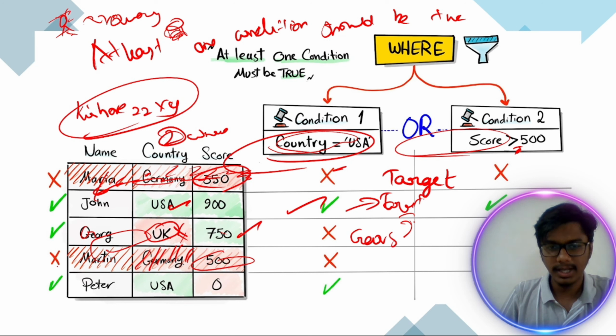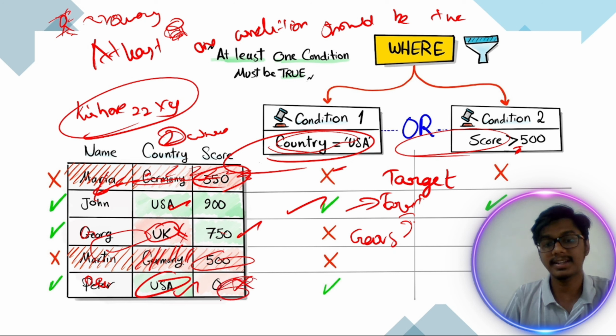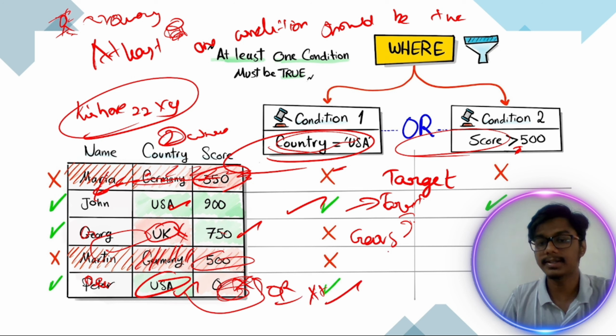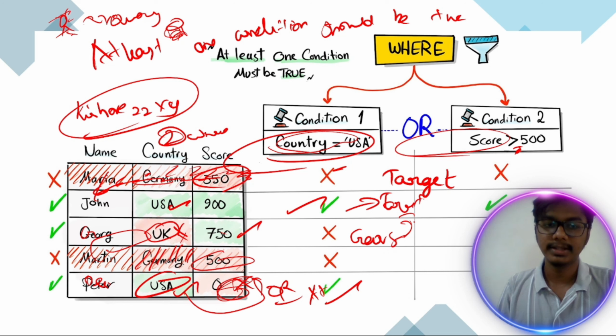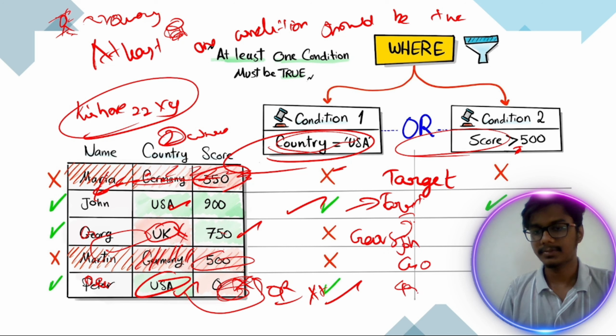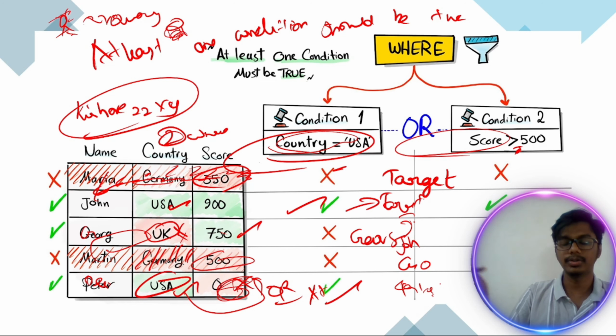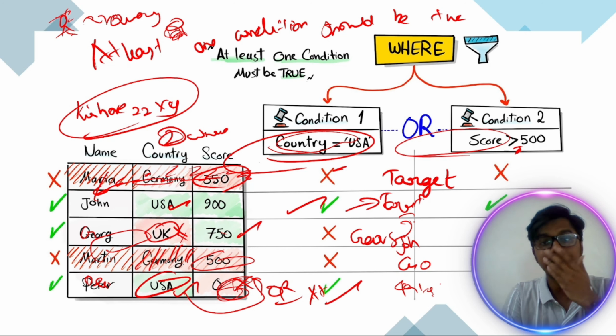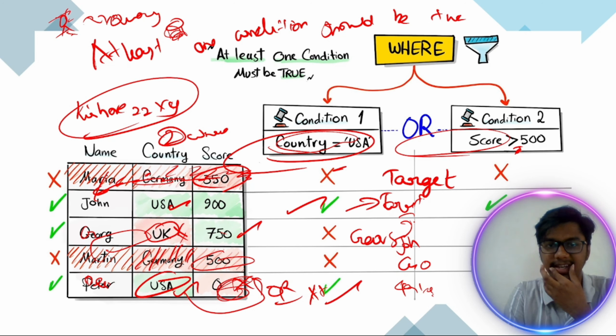So again the query doesn't stop. Again it checks Peter, and whether the country is equal to USA. Yes, the country is equal to USA. I don't want to check the other condition, because the main motive of OR is that at least one condition should be passed. So I put this result in my target table. Later the output will be John, George, and Peter. Those are the things I'm going to put in my results. I hope I explained all those things in a very clear manner, right?